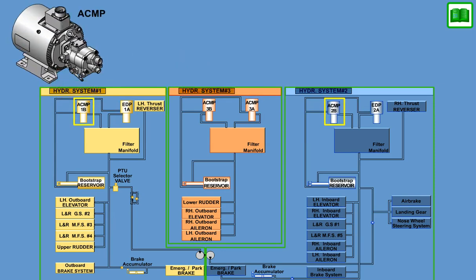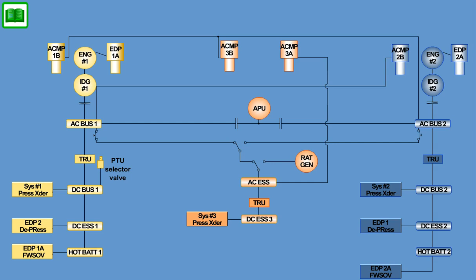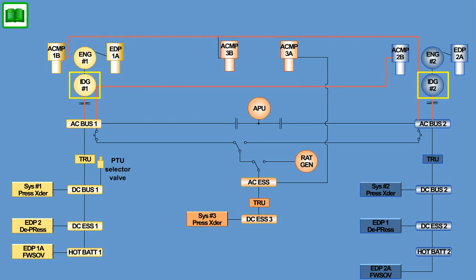The ACMP is also a pressure-compensated type, similar to the EDP, but is driven by an electric AC motor. Pump operation can be automatic or manual, using the respective rotary switch in the cockpit. The ACMPs on systems 1 and 2 are powered by the electrical AC bus, normally supplied by the generator installed on the opposite side, ensuring the function of each system in case of engine failure.